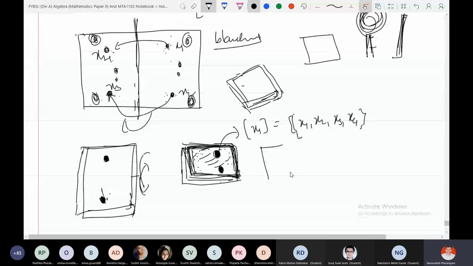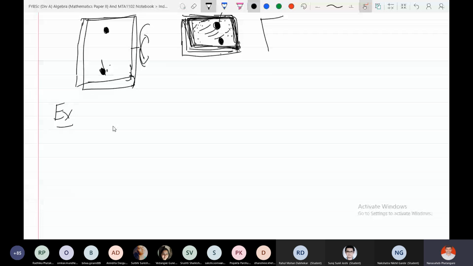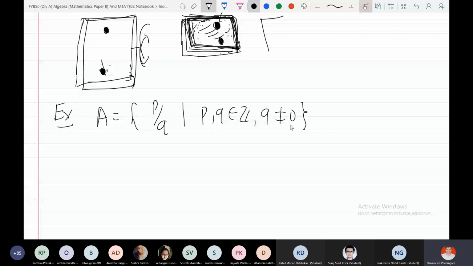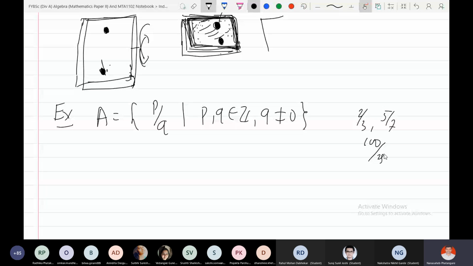So you can think about one more set. A is equal to the set of P by Q, where P and Q are integers. Only thing is Q is non-zero. So all such numbers P by Q, for example 2 comma 3, 5 comma 7, 100 comma 250, all such elements are in this set. Only thing is we cannot select the denominator as 0, so that will create a problem. So all possible such elements.